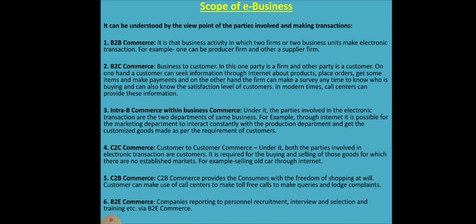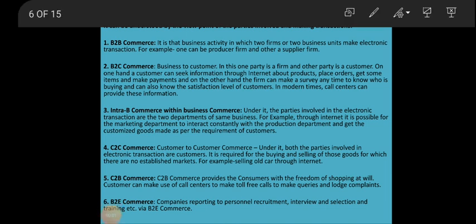Now we come to the fifth point, which is C2B. C2B commerce provides consumers with the freedom of shopping at will. Customers can make use of call centers to make toll-free calls, to make queries and lodge complaints. The last one is B2 e-commerce. Companies report to personal recruitment, interview and selection, training etc. via B2 e-commerce.